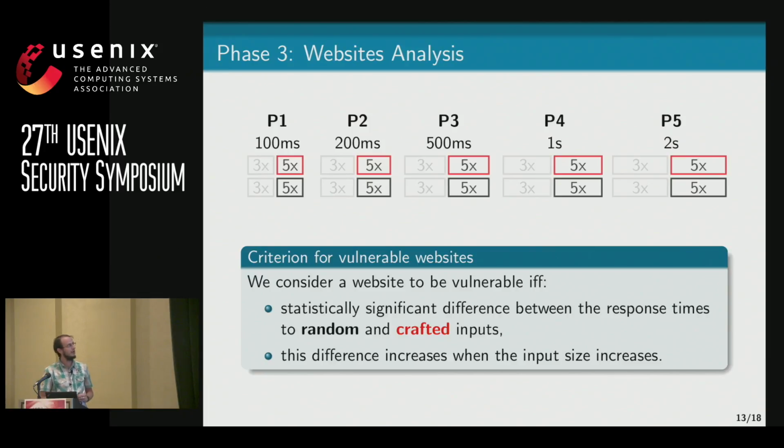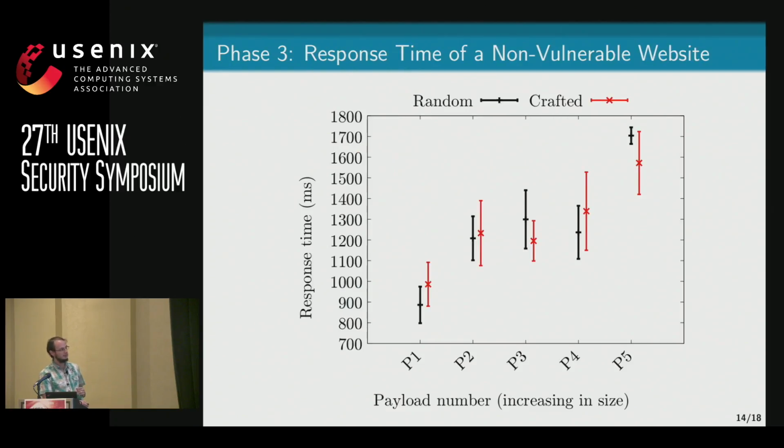So now I'll show you how a non-vulnerable website responds to our request. So here we have the 5 payloads I described earlier, and the response time. With black, we have the random inputs with the confidence intervals, and with red, we depicted the crafted inputs. As you see, there's a lot of overlap, so we cannot really conclude anything about whether the website is vulnerable or not. We can conclude that it's not, actually, because it's not easy to discriminate between the 2 of them. Here, for example, at payload number 5, the random one is even slower than the crafted one.